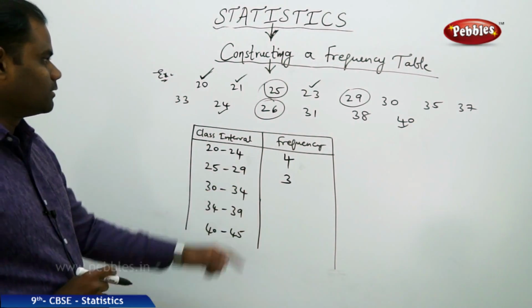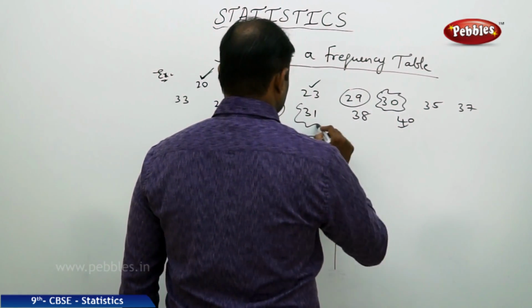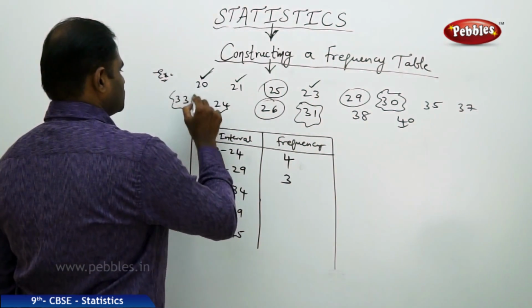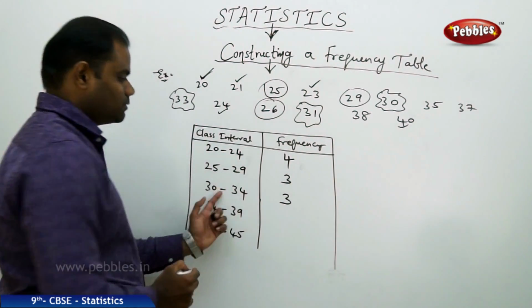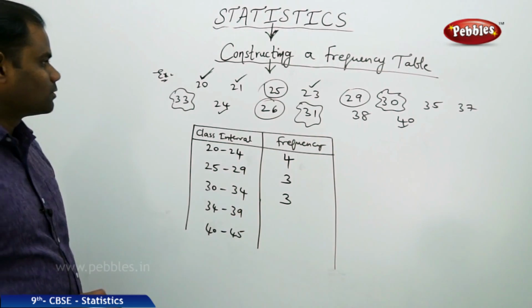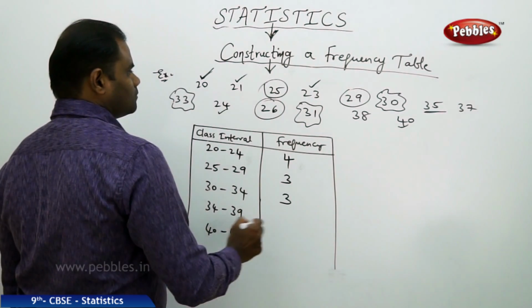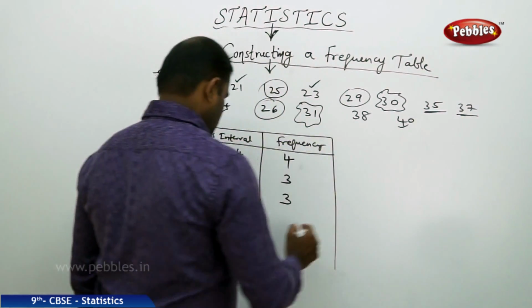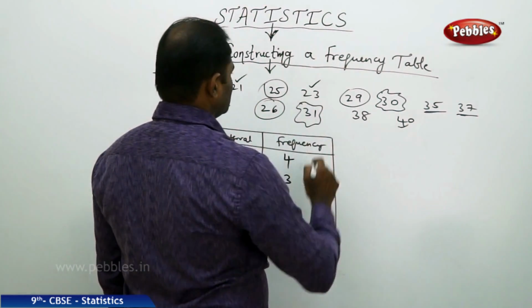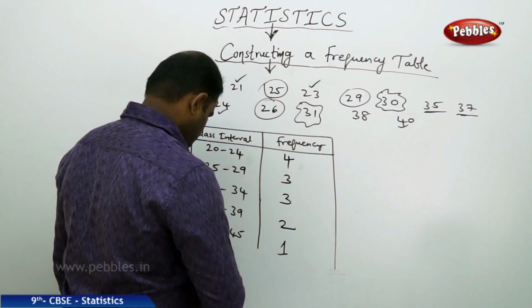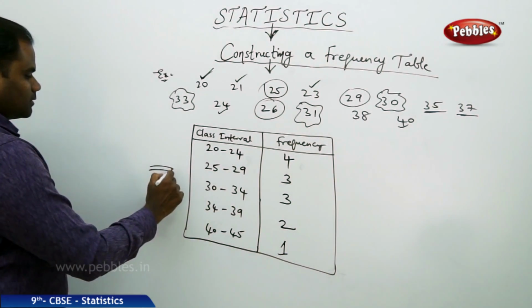Now between 30 and 34, 30, 2, 3, there are 3 values which lie between 30 and 34. 35 to 39, 35 and 37. Between 40 and 45, I have only one value which lies here. This is how a frequency table is constructed.